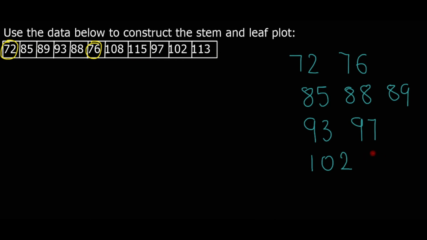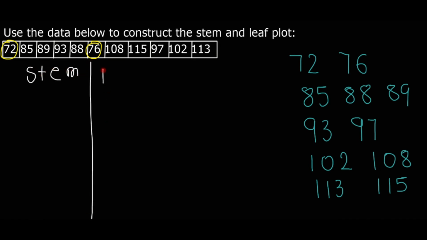Then 102, and then 108, and then another one is 113, and then 115. So I have written in ascending order based on their number places. And then now let's write it on the stem and leaf plot. So this is the stem and then the leaf.